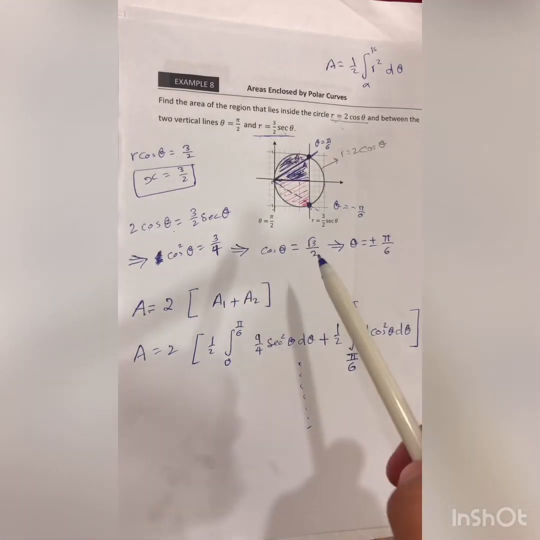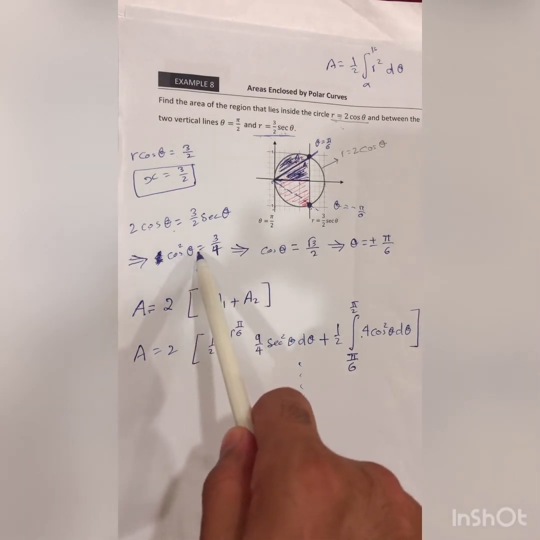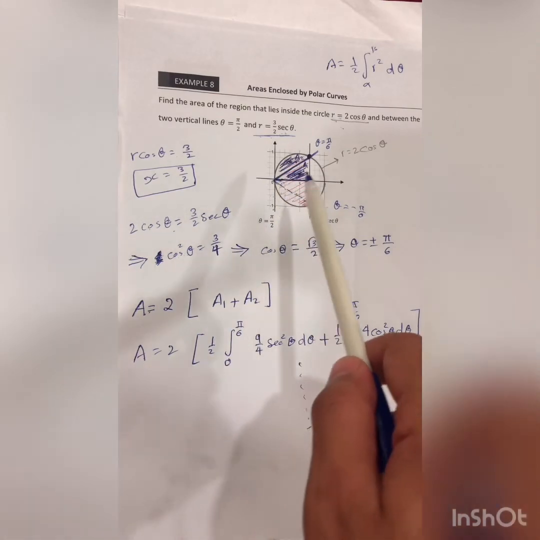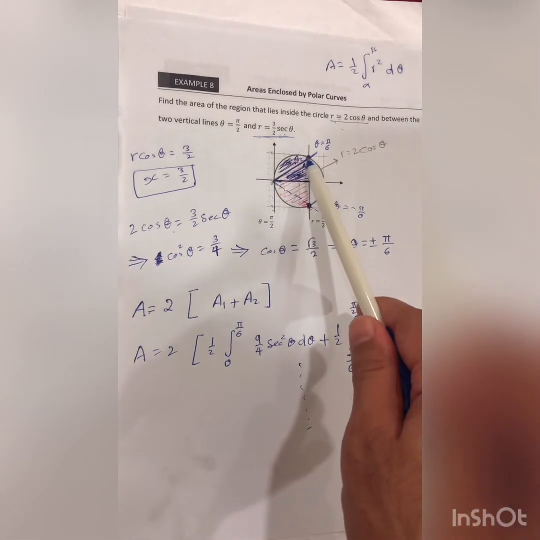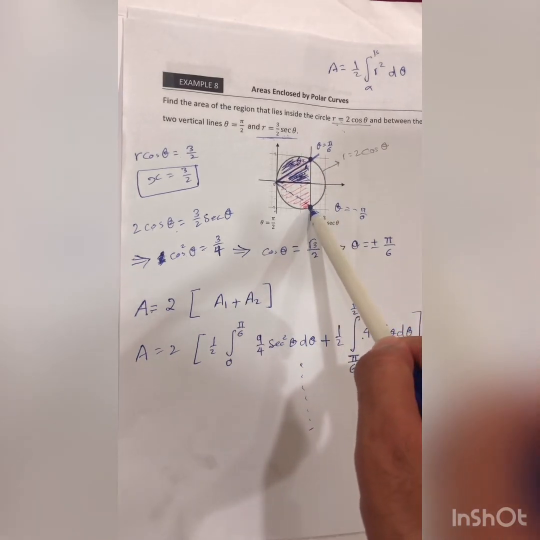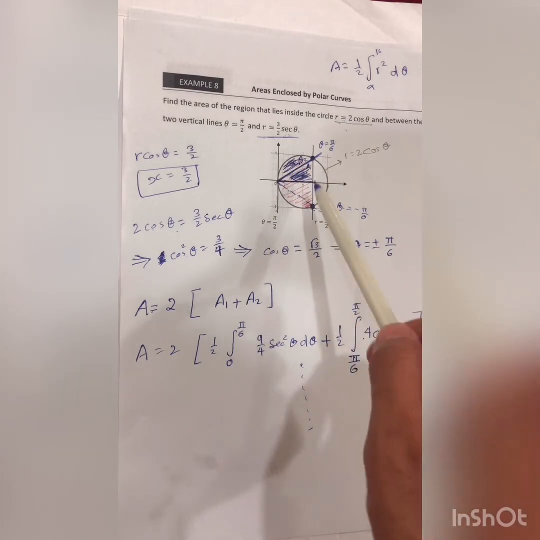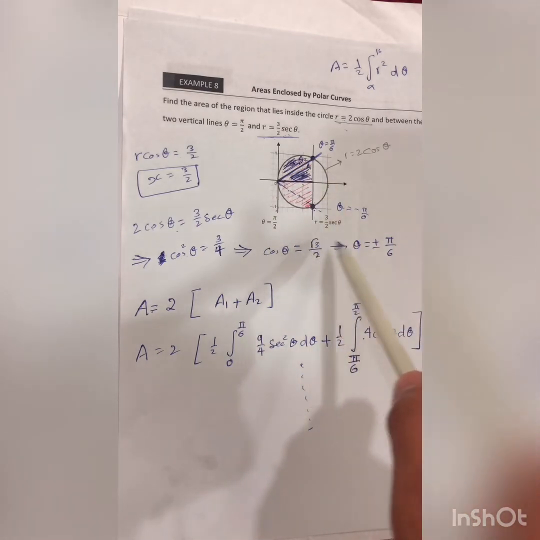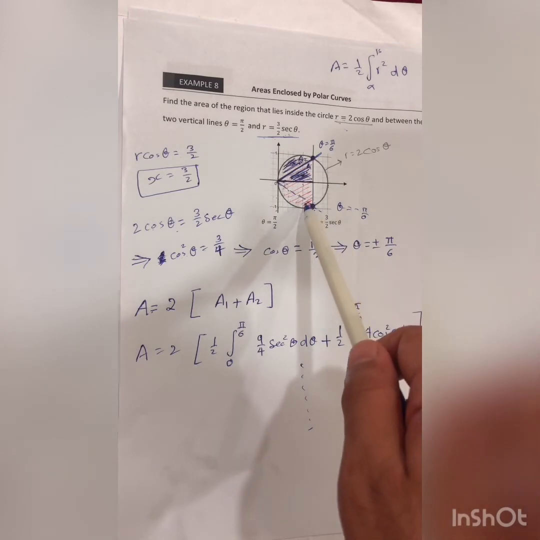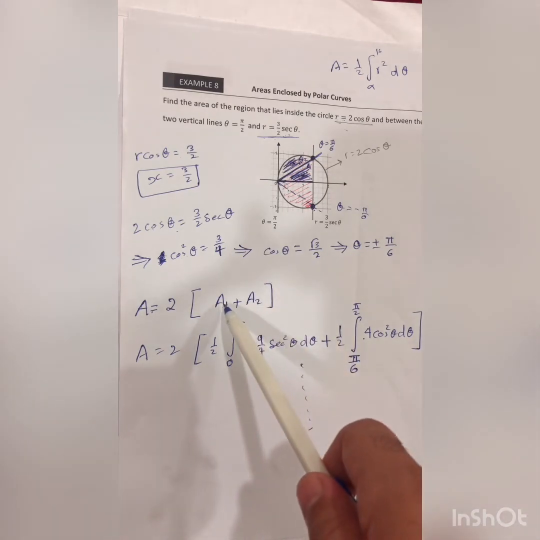Okay, I have two quick remarks. The first one, note that over here cosine squared theta equals 3/4. Note that one intersection point is in the first quadrant and the other intersection point is in the fourth quadrant. So in those two quadrants, cosine theta is positive. Cosine theta is positive in the first and fourth quadrant.